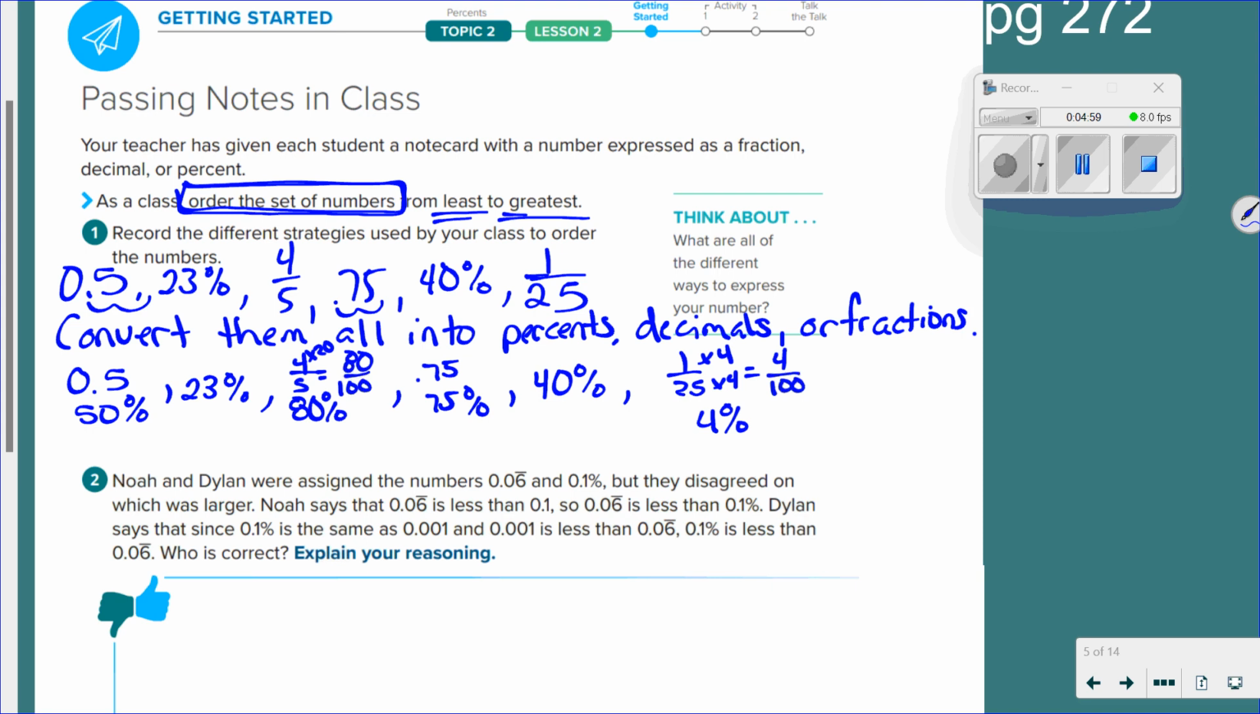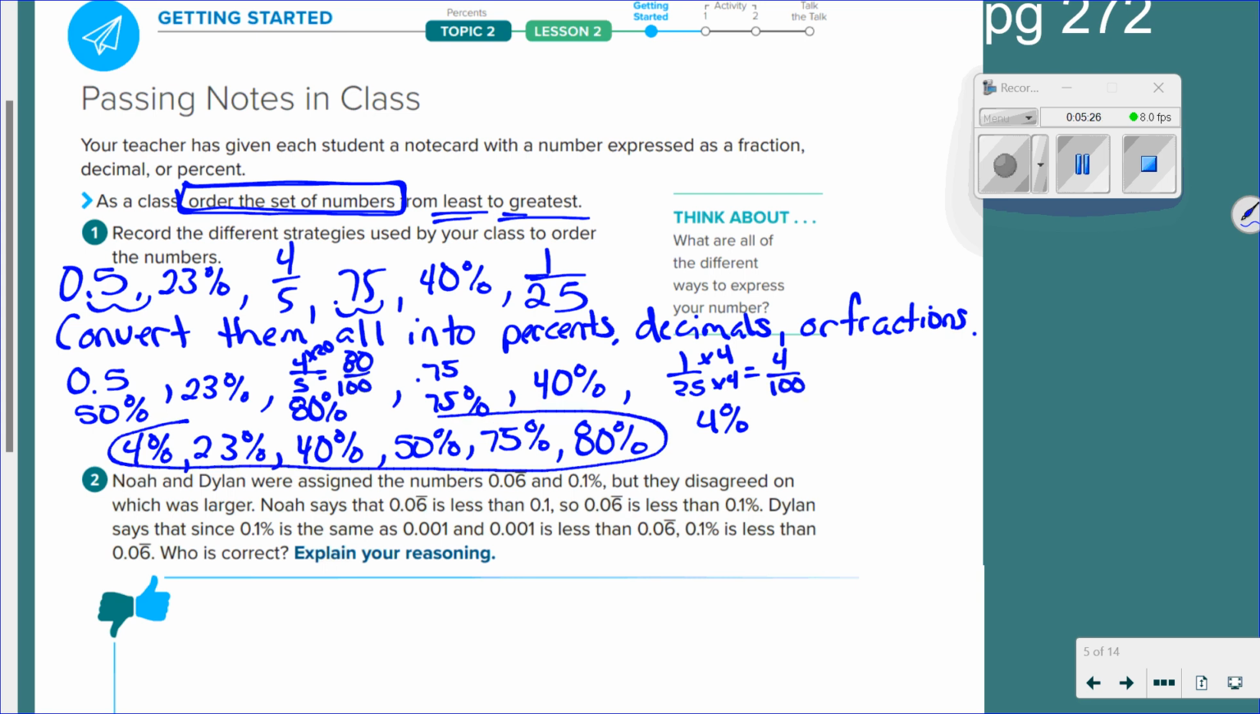Now, can I take these percents and put them in order from least to greatest? So what would come first? 4%, then 23%, then 40%, then 50%, then 75%, and last, 80%. So here is our least to greatest because we converted them into the same format. Does that make sense? Any questions? Does everybody understand what we did?